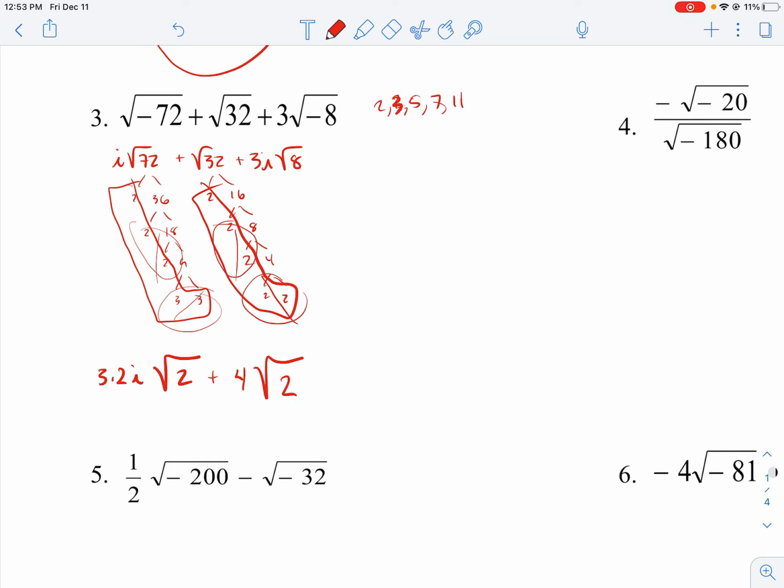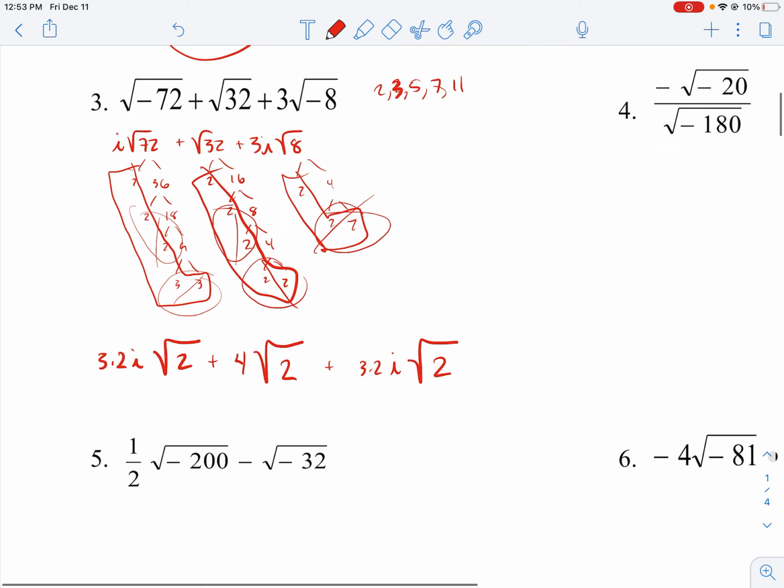Okay, so far, so good. All right, and finally, at the end here, we got this square root of 8, so it's going to be 2 and 4, 2 and 2, hockey stick, bring out the 2, so 3 times 2, i square root 2. Okay, and now I'm just going to combine like terms here.